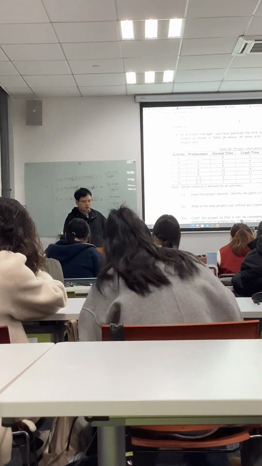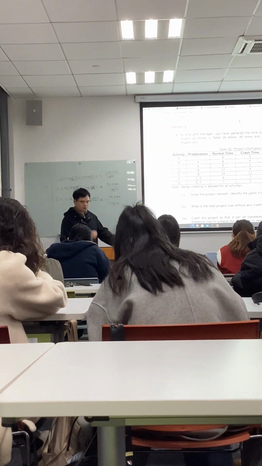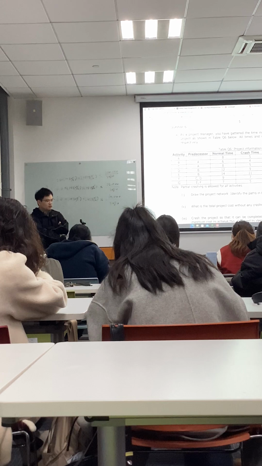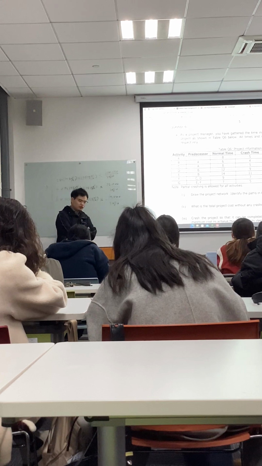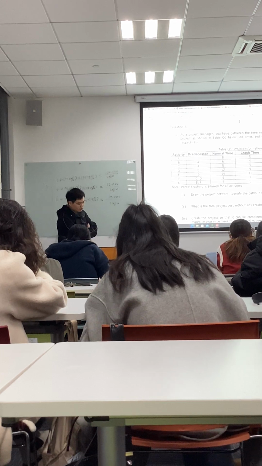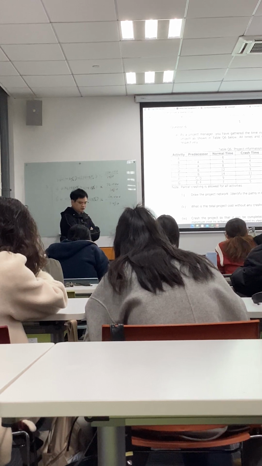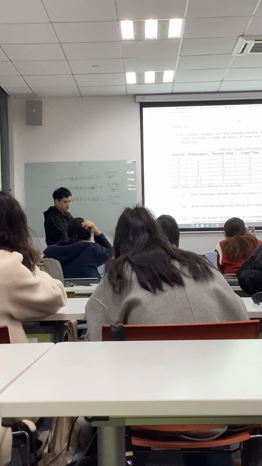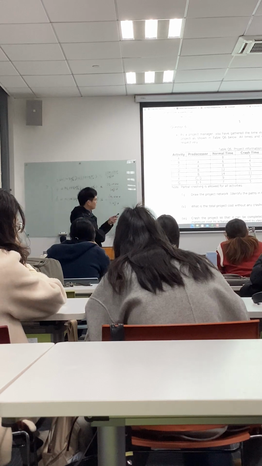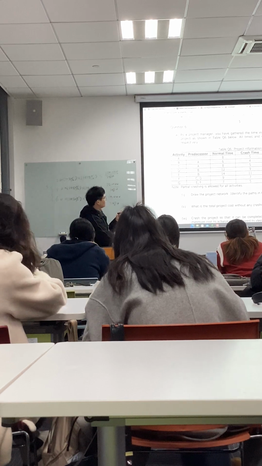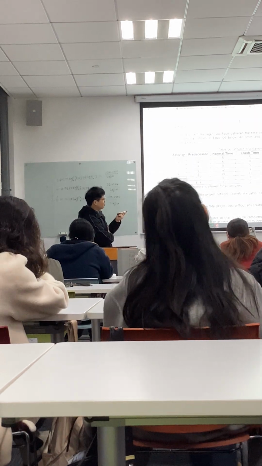Okay, next question is question 6. So as a project manager, you have gathered the time information for each activity of a project shown in this table, table 6. Okay, this is the crash information. And remember that here is a note. Partial crashing is allowed for all activities.